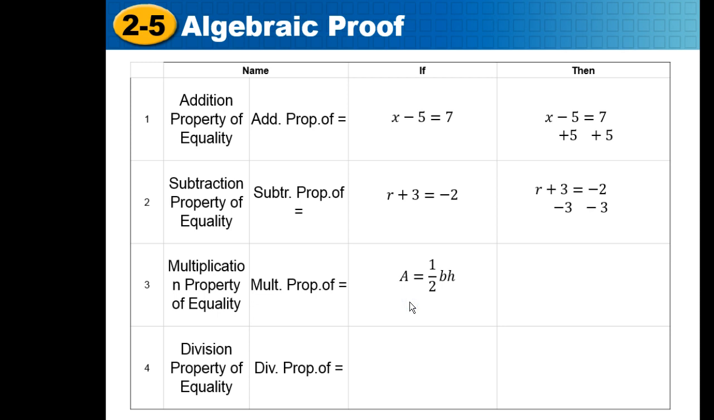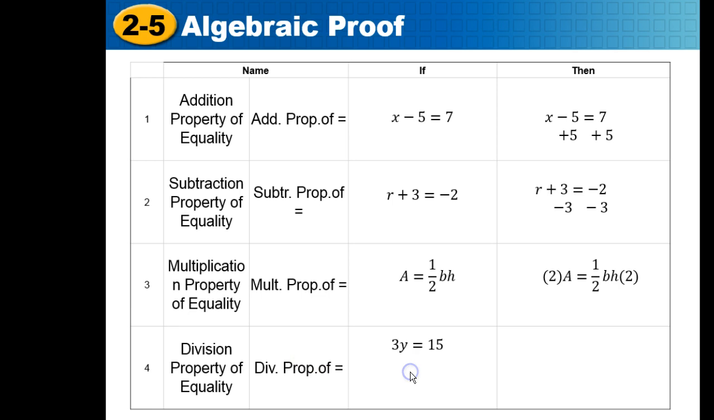In the next example, I'm going to give you the formula for the area of a triangle, and you're going to realize that in order to get rid of this half, if we wanted to solve for b or h, for example, we would multiply both sides by 2. When you multiply both sides by 2, you're using the multiplication property of equality.